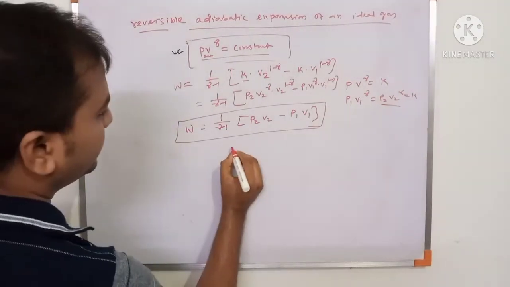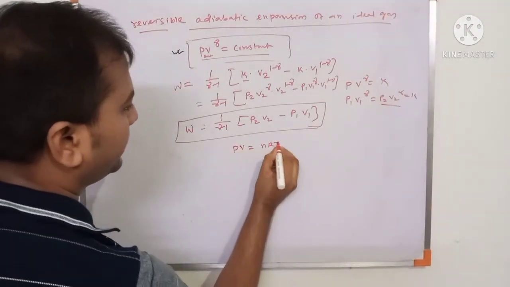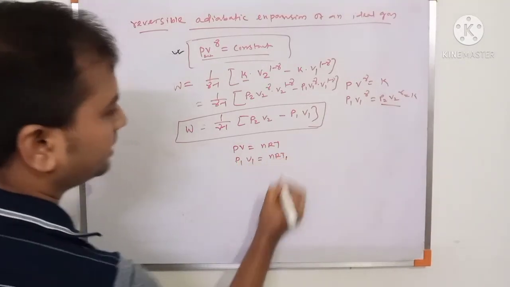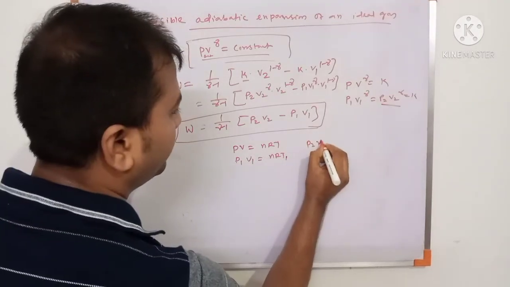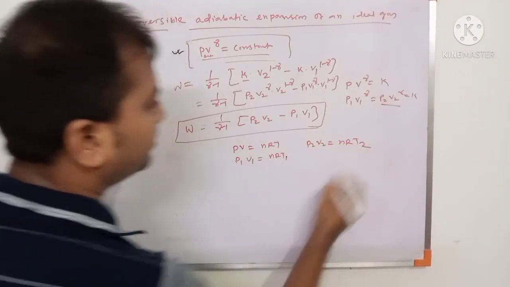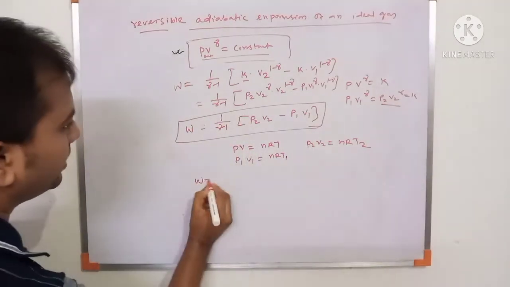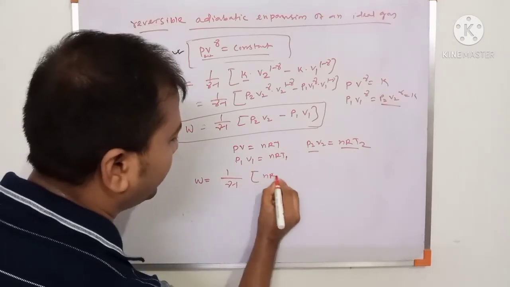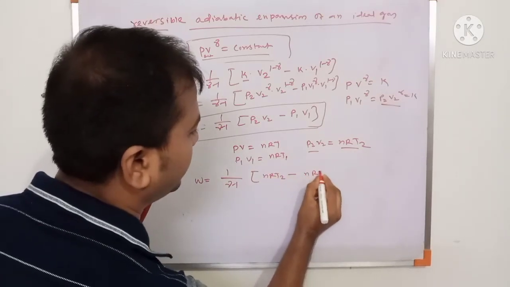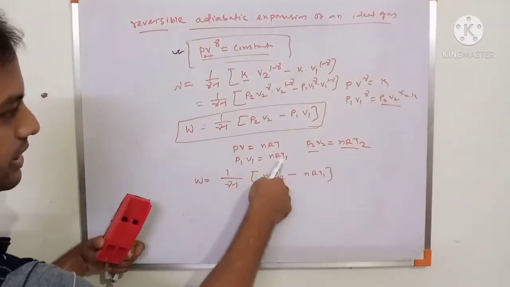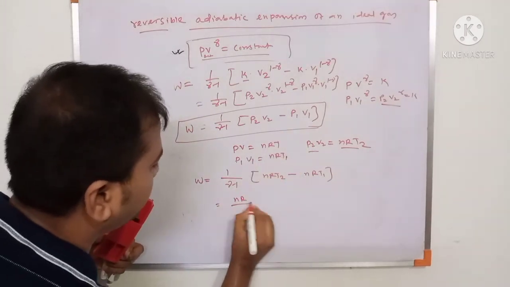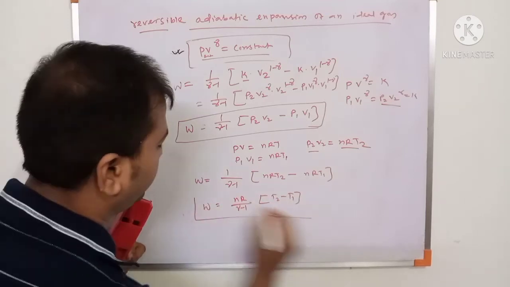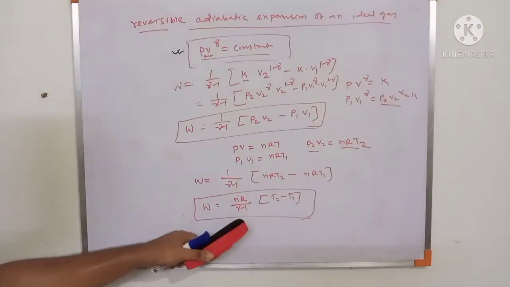Or another equation, ideal case, we know PV equal to nRT. So P1 V1 equal to nRT1 or P2 V2 equal to nRT2. So substitute this value. So W equal to 1 by gamma minus 1 into P2 V2 equal to nRT2 minus nRT1. P1 V1 equal nRT1, equal to nR common, gamma minus 1 equal to T2 minus T1. So W equal to nR by gamma minus 1 into T2 minus T1.